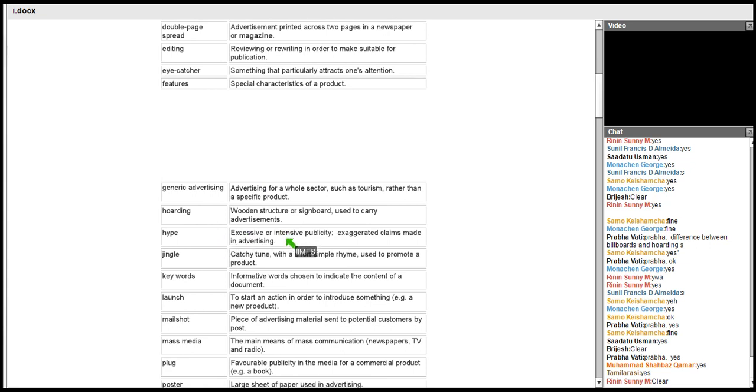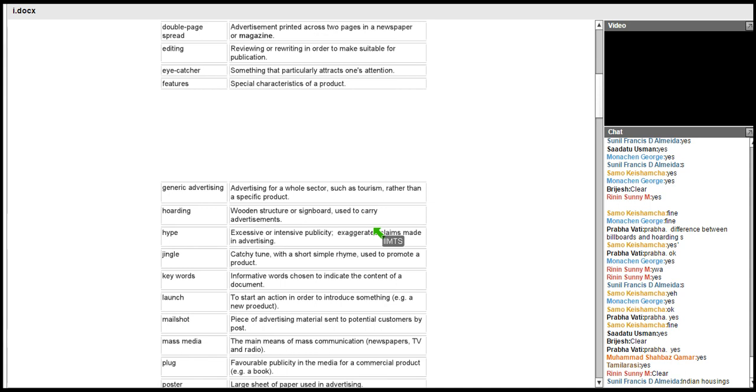Hype: excessive or intensive publicity, exaggerated claims made in advertising. So if they over-promote something, if they promise something which is not the quality of the product, like talking very good about the particular product, that is hype, giving hype. Right? Too much publicity.